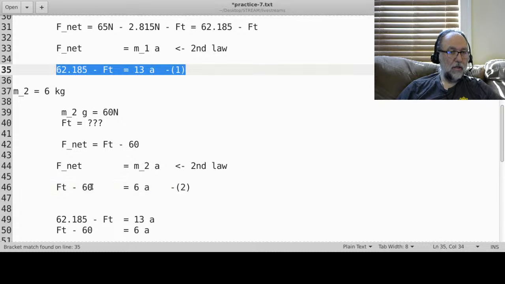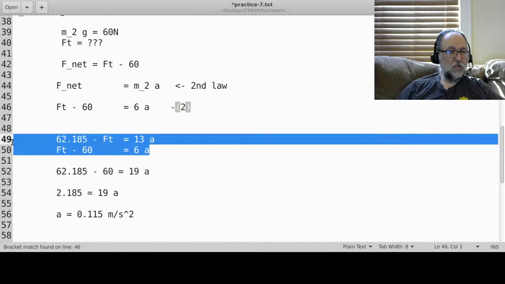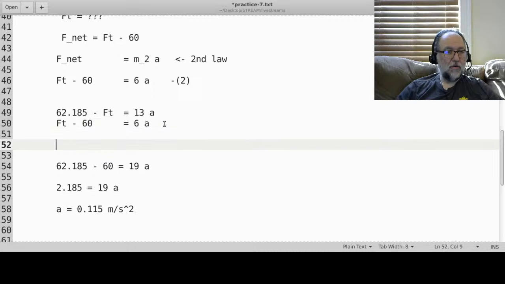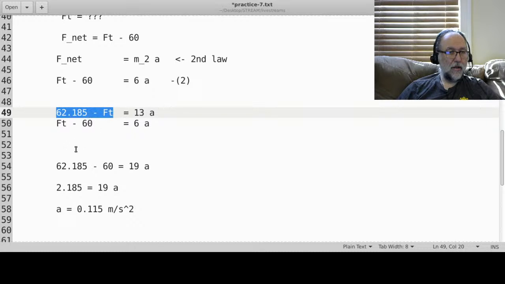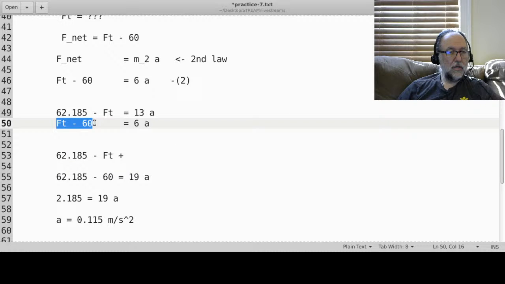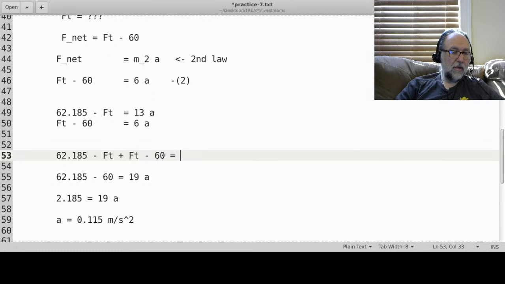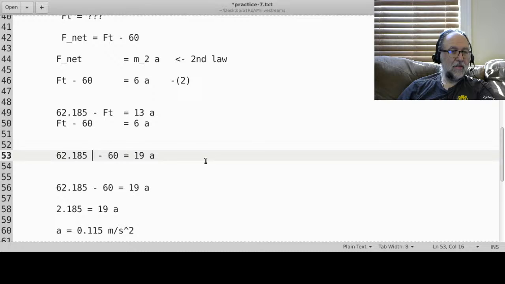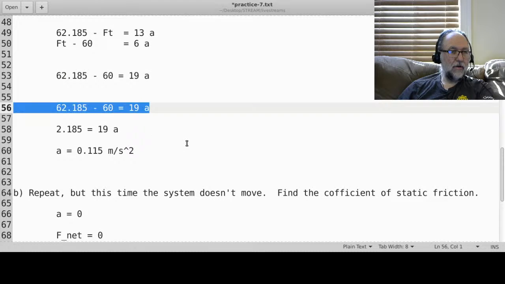So here's our equation number 1, and here's our equation number 2. Putting the two equations side by side, we can add the left-hand sides of both of them, and that's got to equal the sum of the right-hand sides, which is 13 plus 6, or 19A. Notice that the FTs cancel, and you get what I have right there.